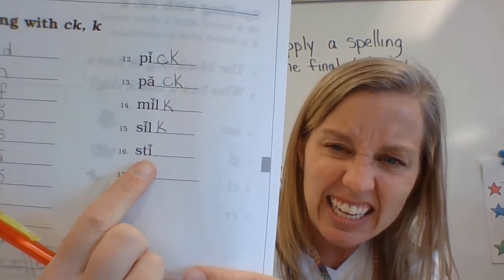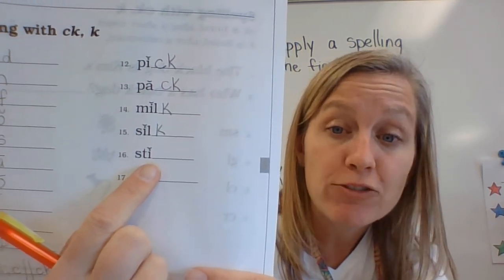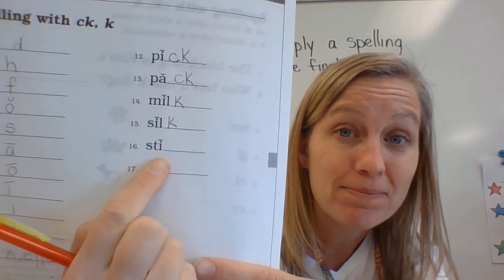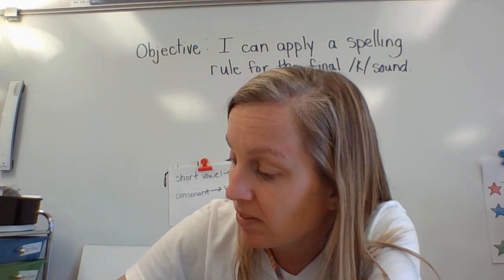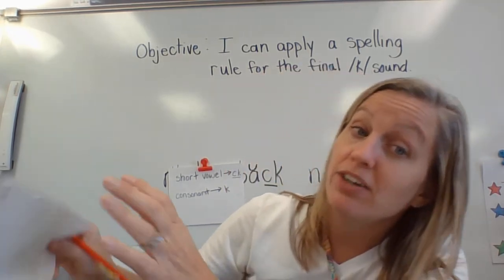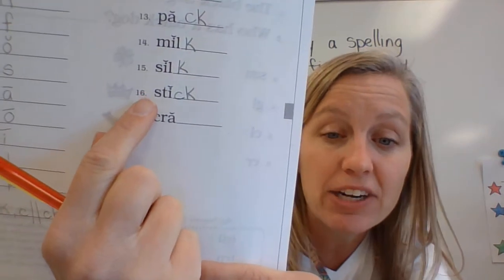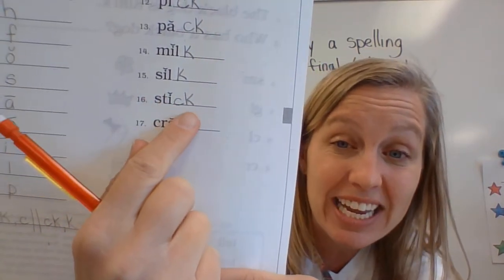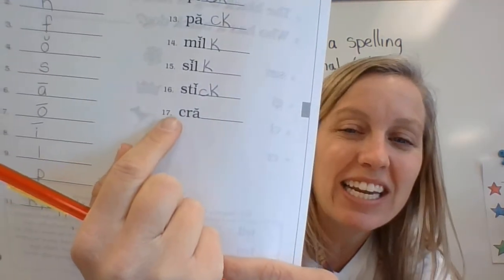Number 16. St-I. I is the last letter I see there, and it's a short vowel. After a short vowel, do we use a K or a CK? A CK. So let's put our digraph CK. Two letters coming together to make one sound. Let's read it together. Stick. Stick. Stick.